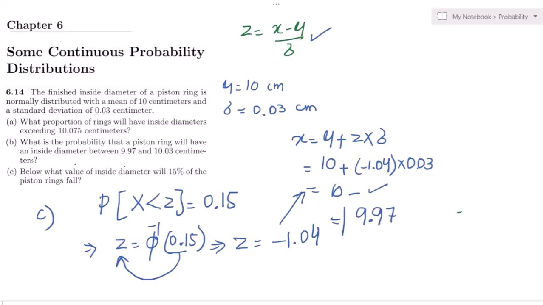9.97, and that is the 9.97 centimeters, which is the value of diameter below which 15% of the piston rings fall. Okay, so that is the solution of part C of my question.